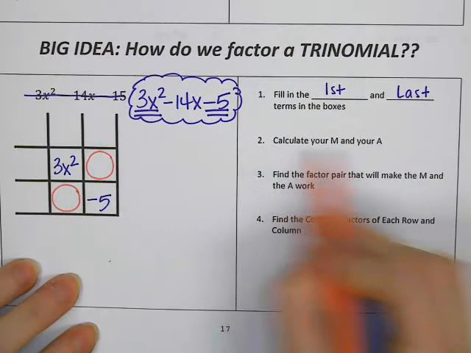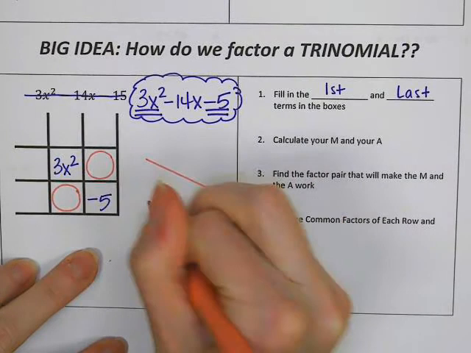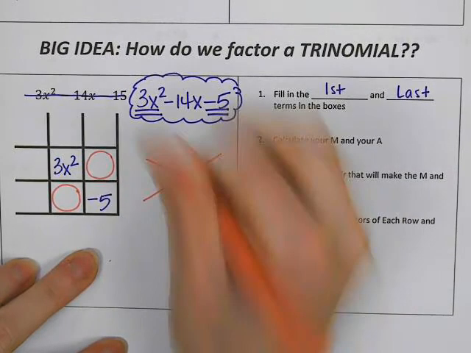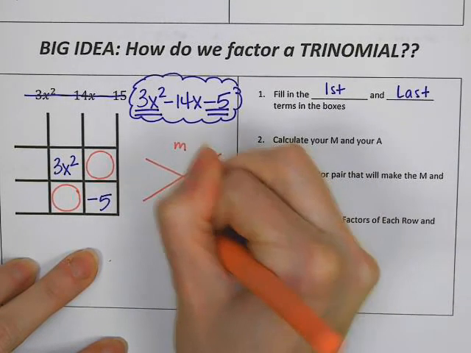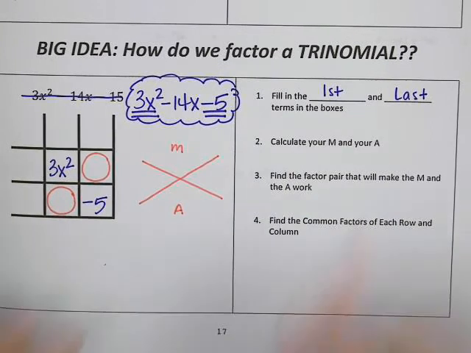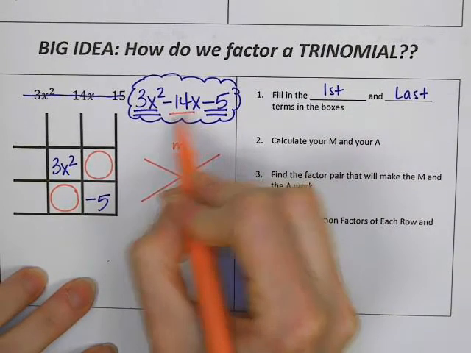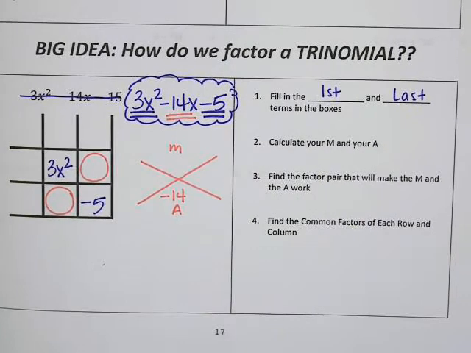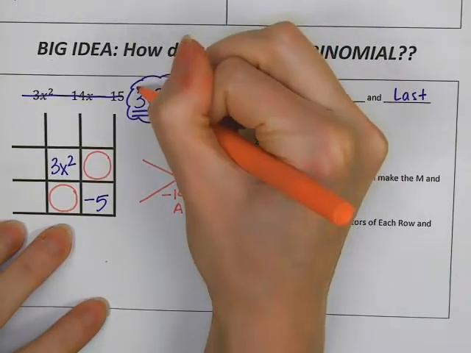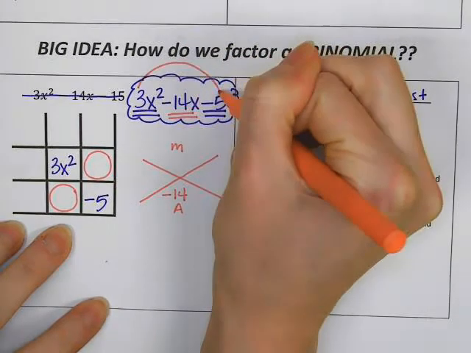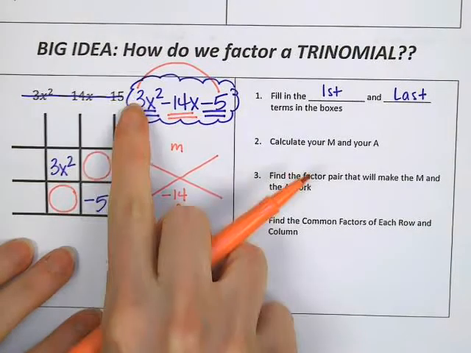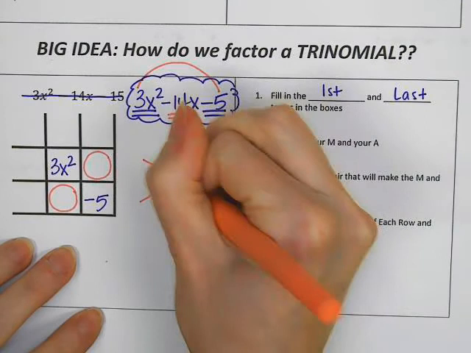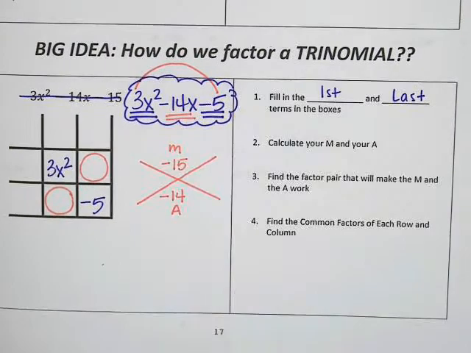And remember, the way to find it is to calculate your MA. Okay, so we need to multiply and add to what? Well, we need to add to the middle, so the add should be -14. The multiply is the product of the first and last term. So 3 times -5 is -15.